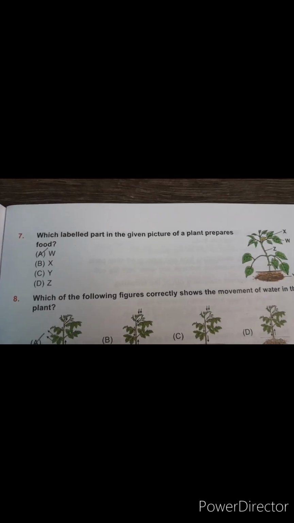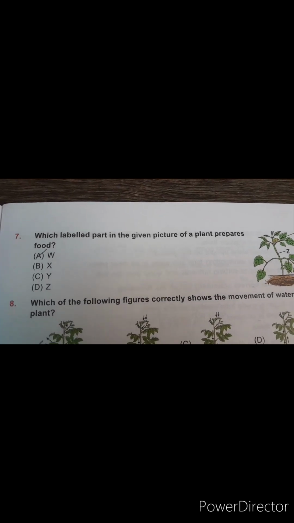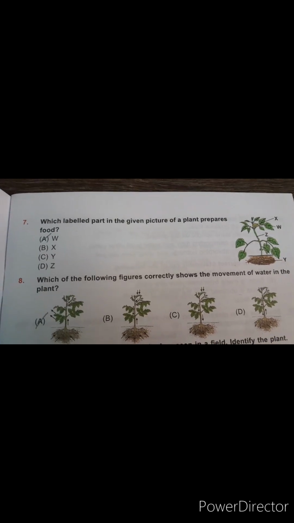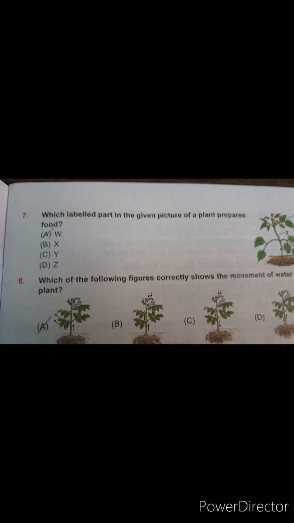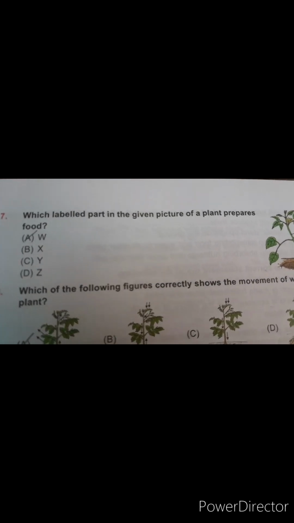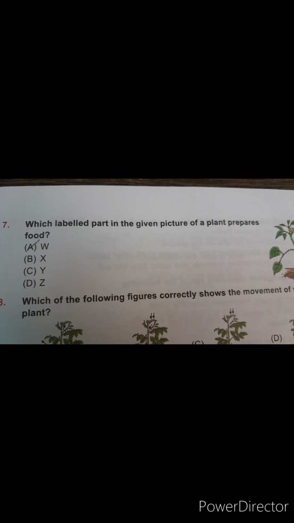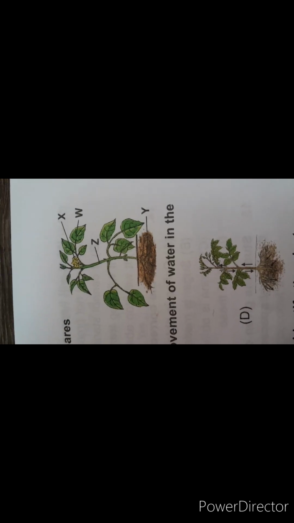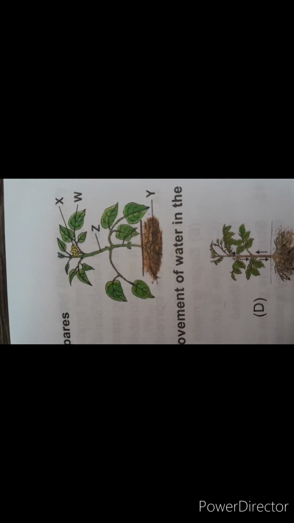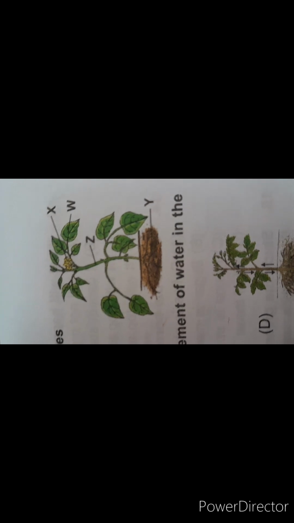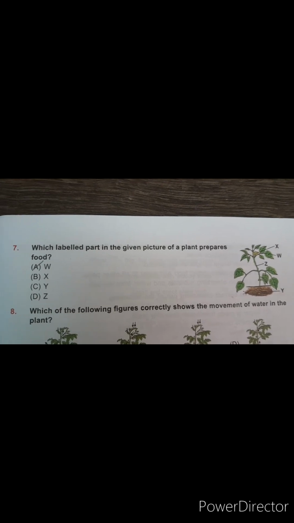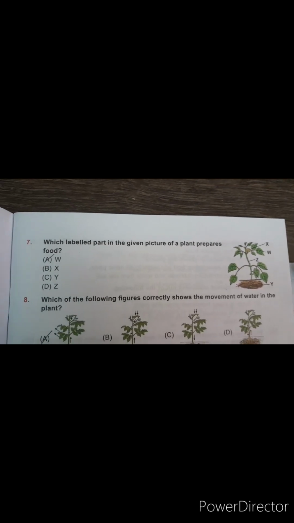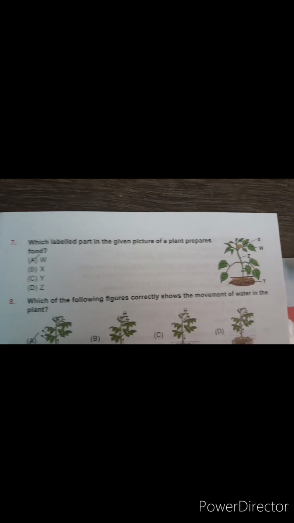Seventh question. Which labeled part in the given picture of a plant prepares food? Options are A, W, option B, X, option C, Y, option D, Z. The answer is option A, W. In the given picture, W is leaf, X is flower and Y is root. Z is stem. Which part of the plant prepares food? The answer is option A, W, leaf.